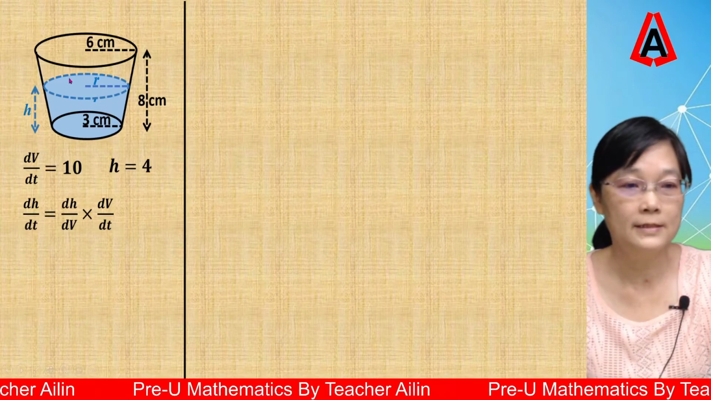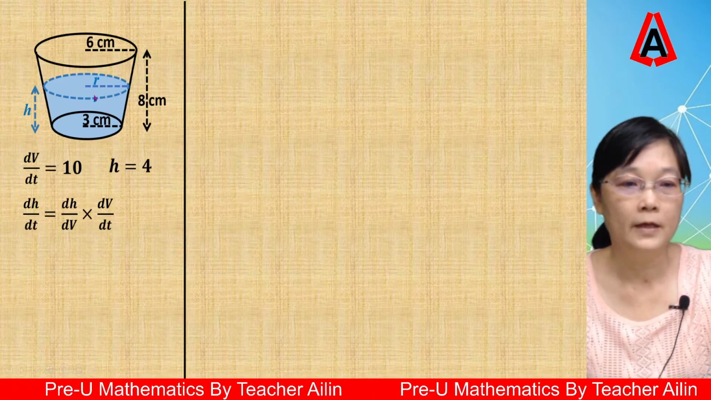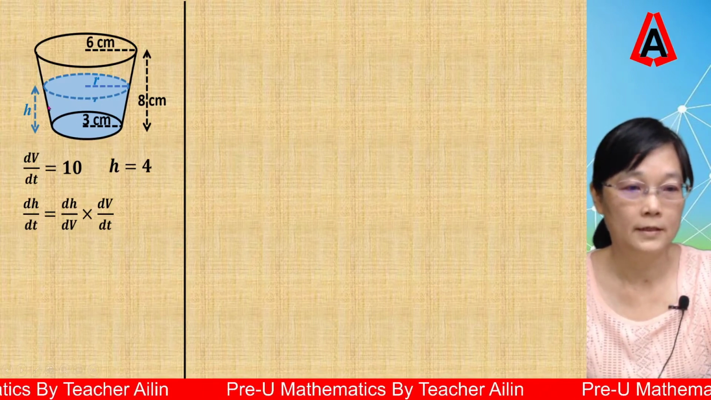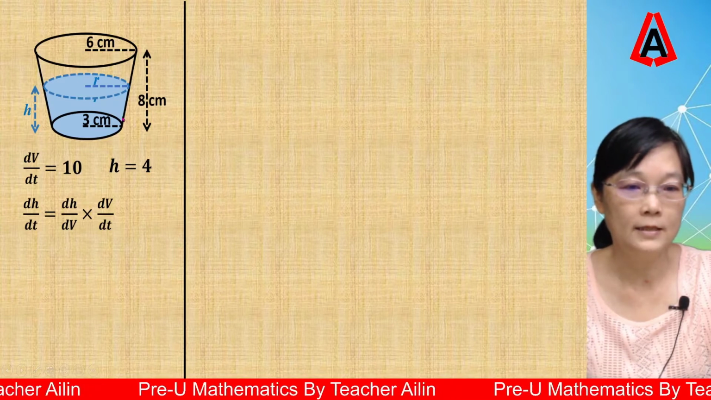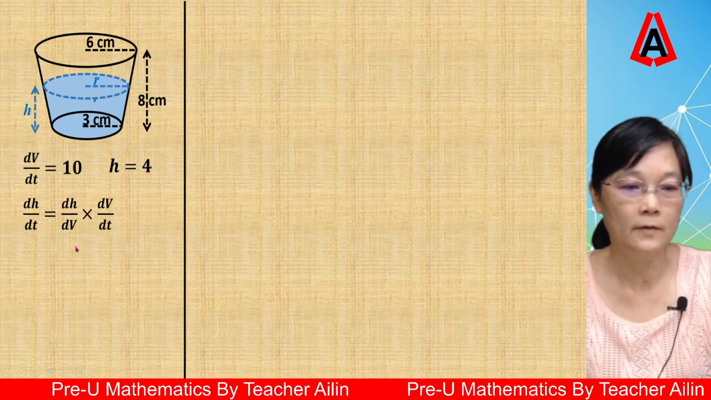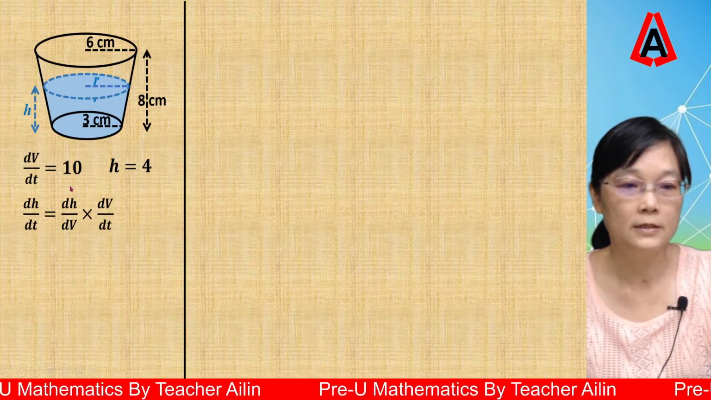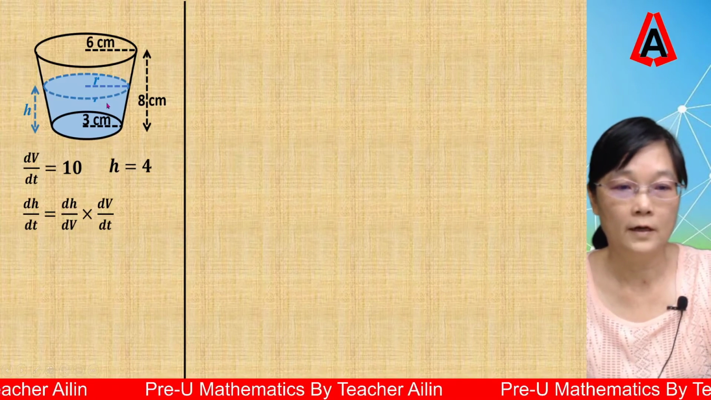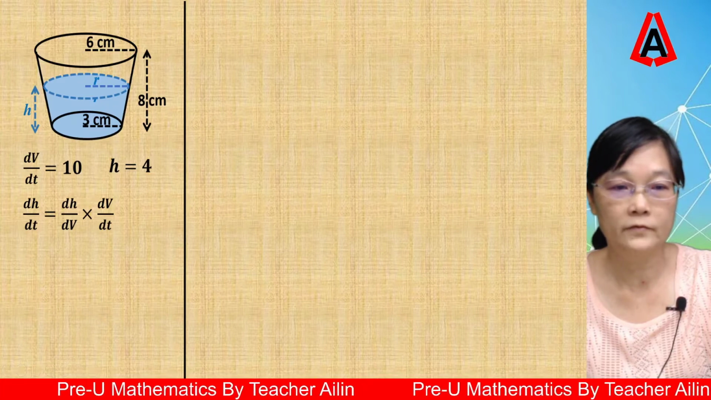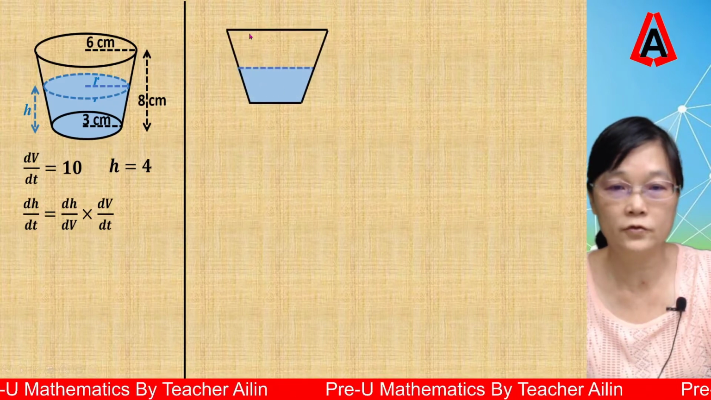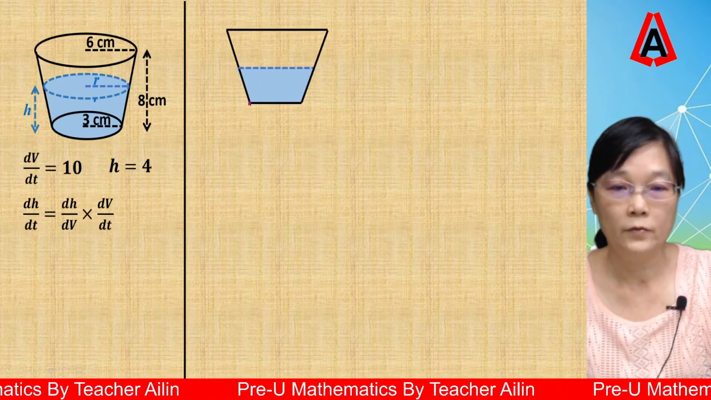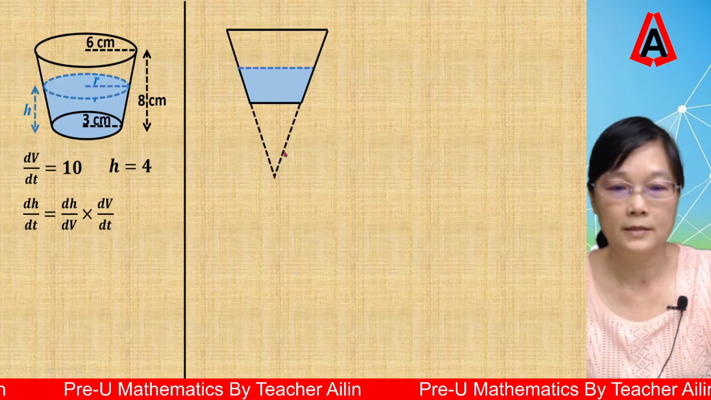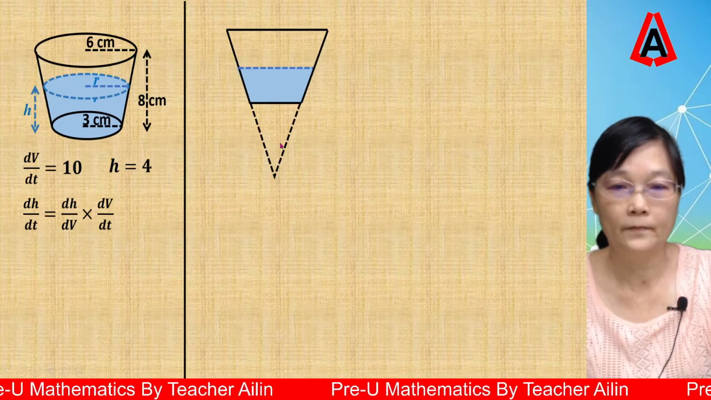But we notice that this cup actually is part of a cone shape. That is, when we extend the lower part of the cup here, it is a cone shape. So now I convert the diagram from 3-dimensional into 2-dimensional. When I extend the lower part here, now I get a cone shape.